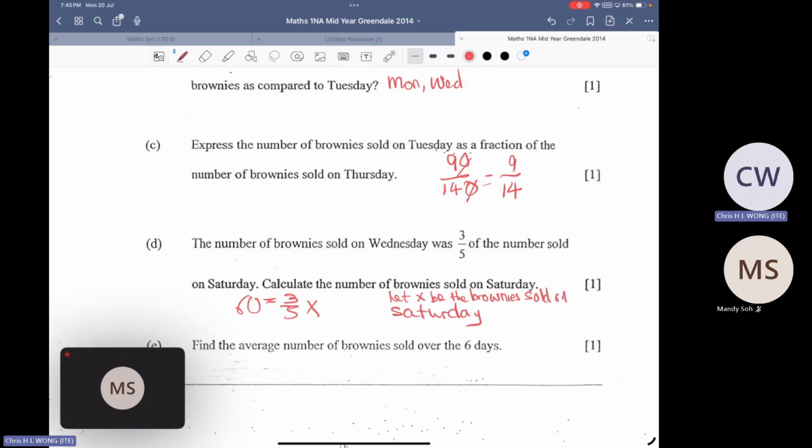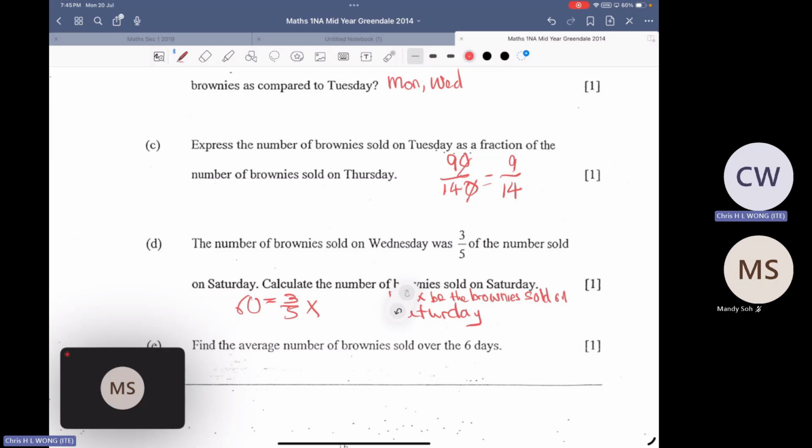So based on the equation that they mentioned, the statement: 3/5 of X will give you 60 on Wednesday, right? You solve it. This is just cross multiply only, isn't it? You can cross multiply, you can find X really. So cross multiply for me.